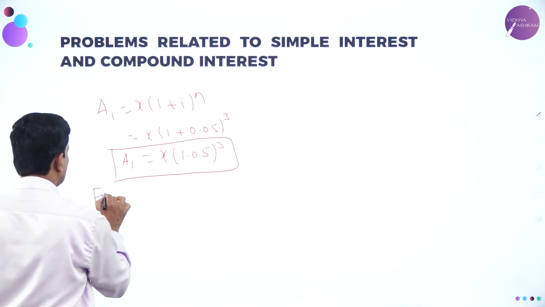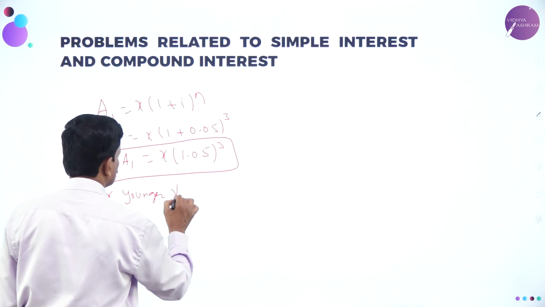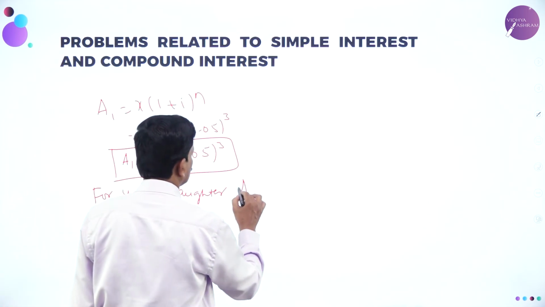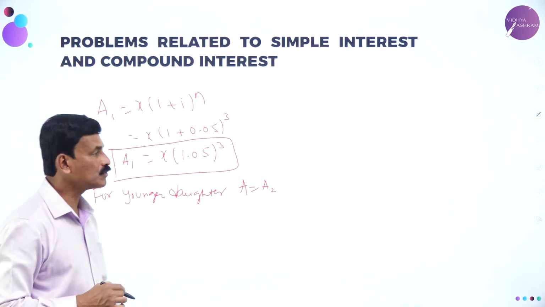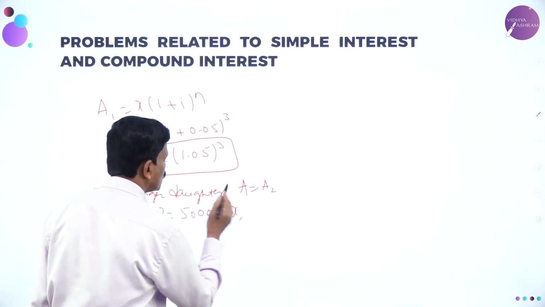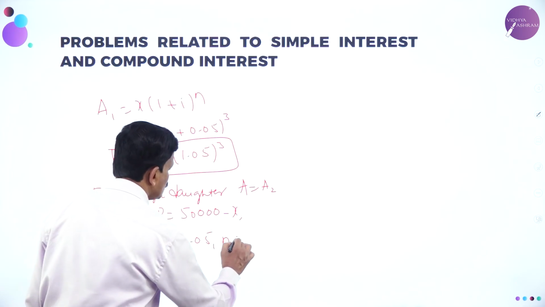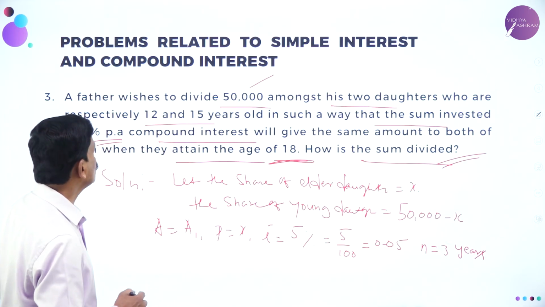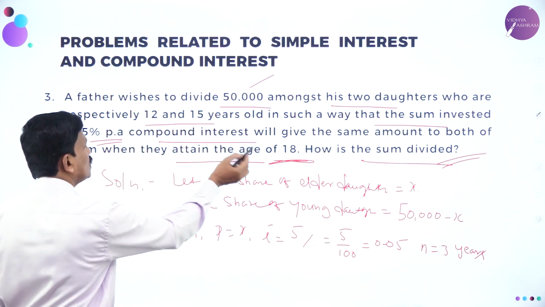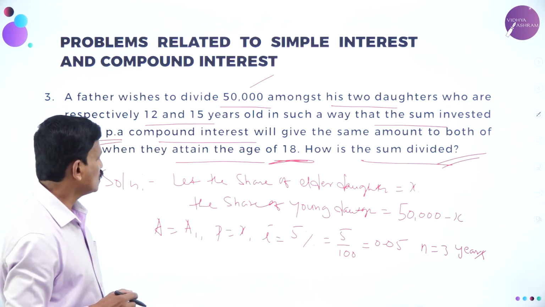Now similarly for the younger daughter, A is equal to A2. Then the principal is equal to 50,000 minus x, and I is the same 0.05, whereas N is equal to 6 years, because the difference between 12 and 18 is 6 years. The first one is 18 minus 15, which is 3, and 18 minus 12 is equal to 6. That's it. Now substitute here.